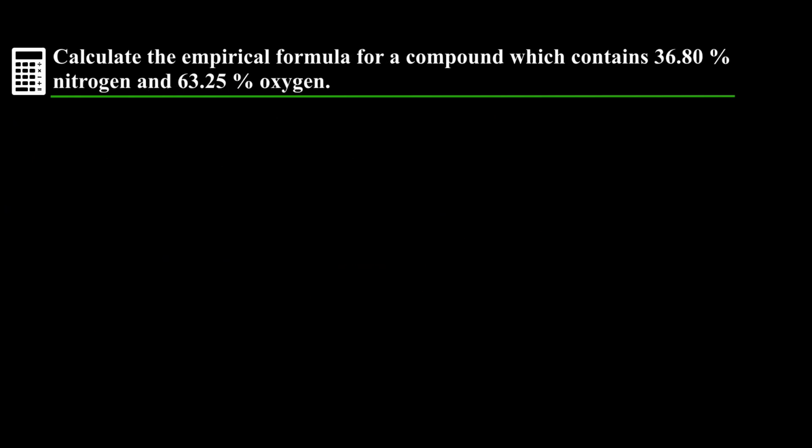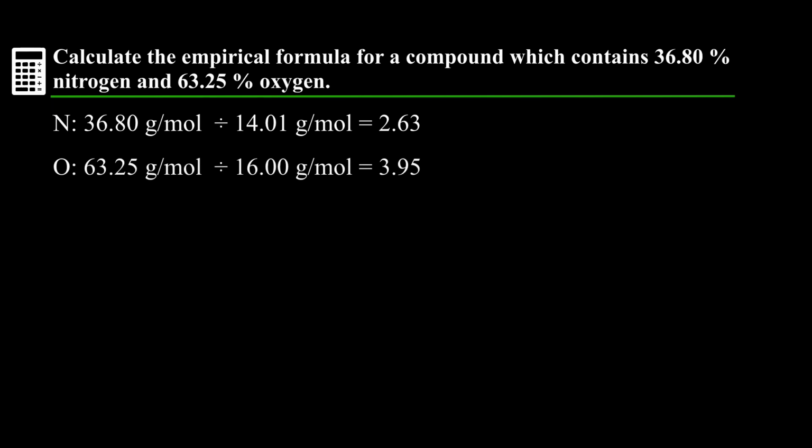Let's try another. I'm asked to calculate the empirical formula for a compound which contains 36.80% nitrogen and 63.25% oxygen. Starting with the nitrogen, I would have 36.80 grams per mole divided by the atomic mass, which gives me 2.63. Oxygen, I would have 63.25 grams per mole divided by the atomic mass of oxygen equals 3.95. Okay, in orange, I'll divide by my lowest number, which would be 2.63. The nitrogen, 2.63 divided by 2.63 would give me 1. On the oxygen, I get 3.95 divided by 2.63, I get 1.5.